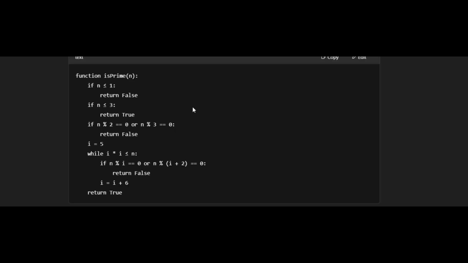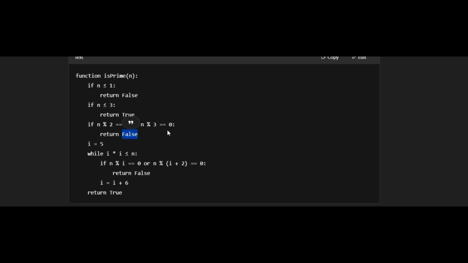Now I wrote pseudocode for this program. See, this is my function name, isPrime. If n is less than 1, all negative numbers are not prime, return false. Even 0 is not prime, and 1 is not prime. If n is less than or equal to 3, return true. It means 1 and negative numbers are not prime, and the only values left are 2 and 3.